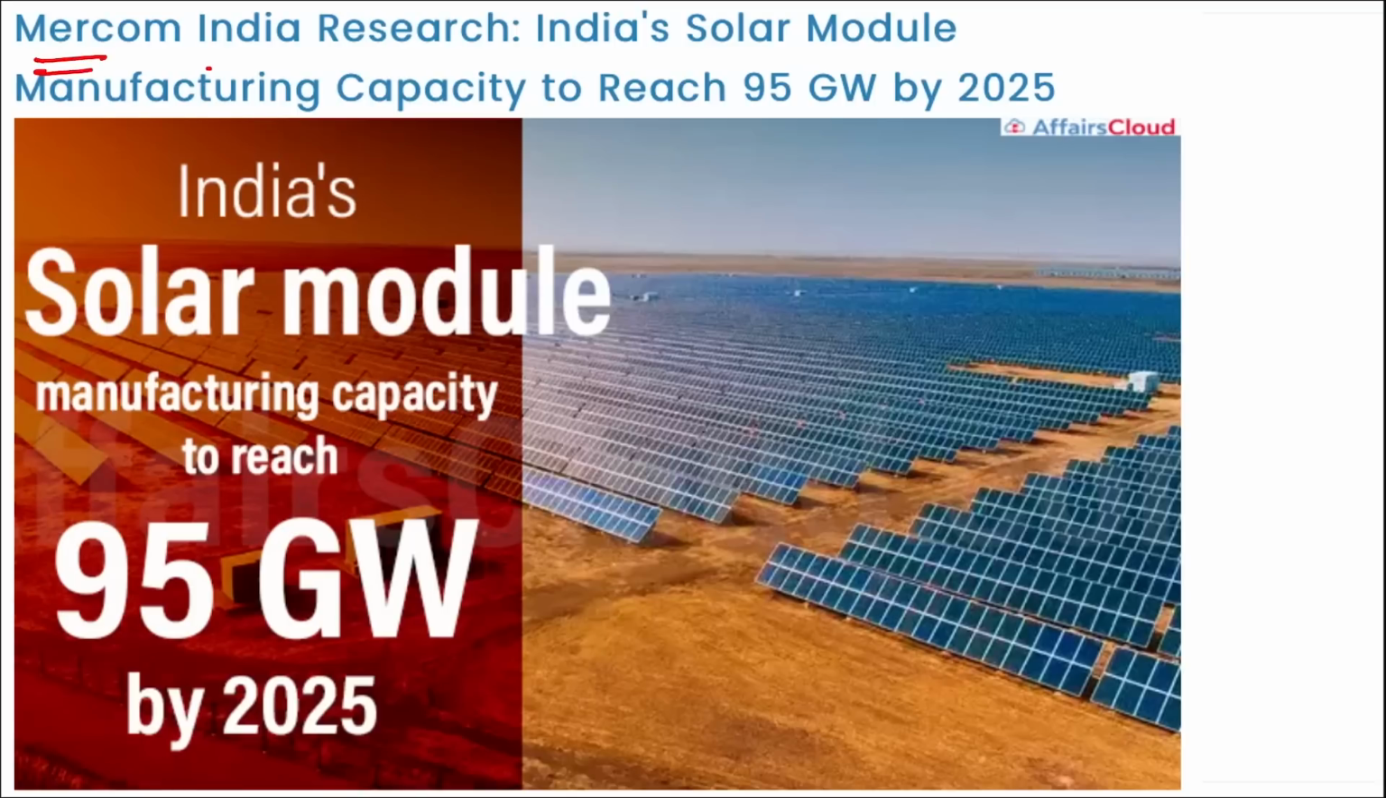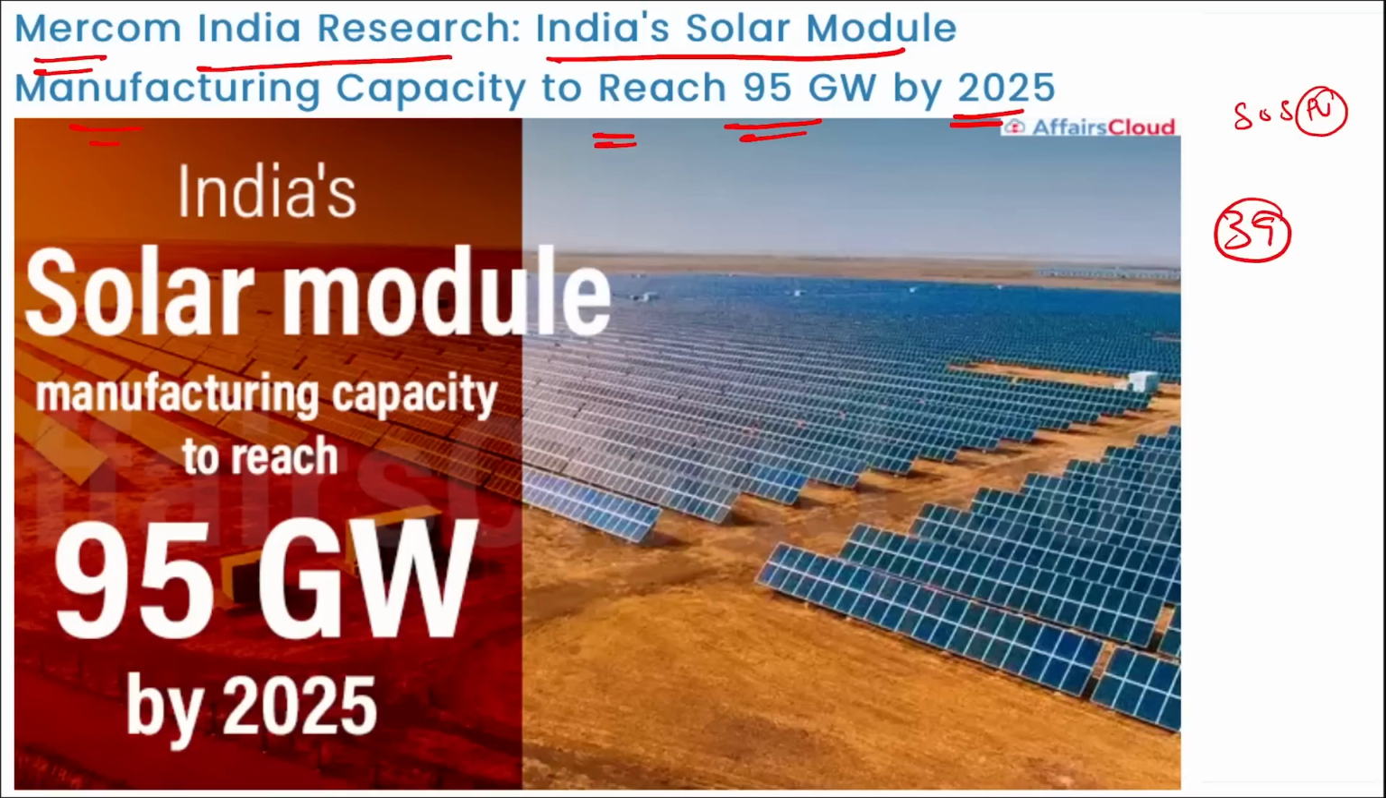Next, we are talking about Mercom India Research. India's solar module manufacturing capacity to reach 95 gigawatts by 2025. According to a report released by Mercom India Research, the name of the report was State of Solar Photovoltaic Manufacturing in India. It stated that India's capacity to manufacture solar photovoltaic modules exceeded 39 gigawatts by the end of September 2022, and it is expected that by the end of 2025 India will achieve a target of 95 gigawatts. Important, friends. Highly important, mark this.